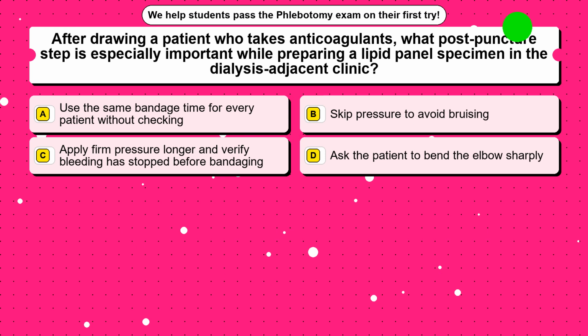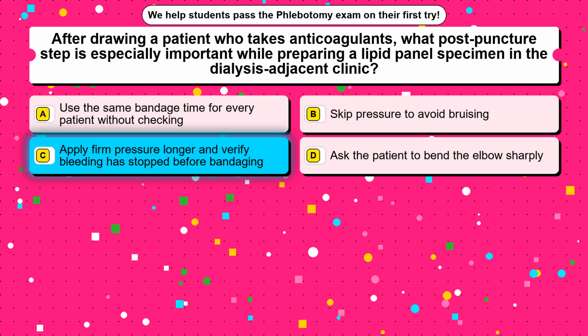Question 27. After drawing a patient who takes anticoagulants, what post-puncture step is especially important while preparing a lipid panel specimen in the dialysis-adjacent clinic? Option A. Use the same bandage time for every patient without checking. Option B. Skip pressure to avoid bruising. Option C. Apply firm pressure longer and verify bleeding has stopped before bandaging. Option D. Ask the patient to bend the elbow sharply.